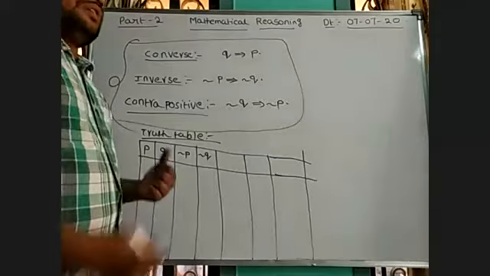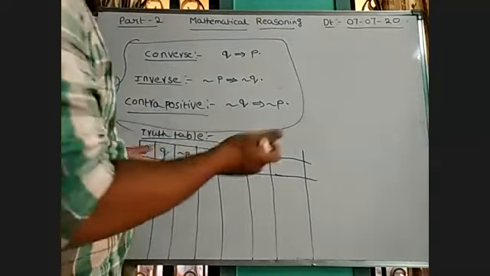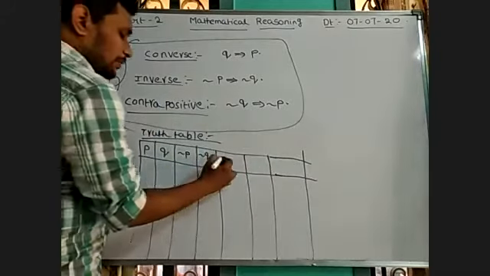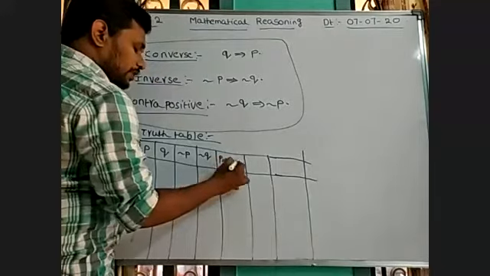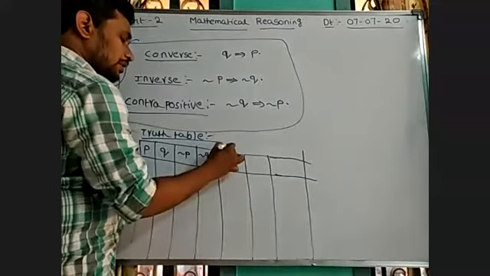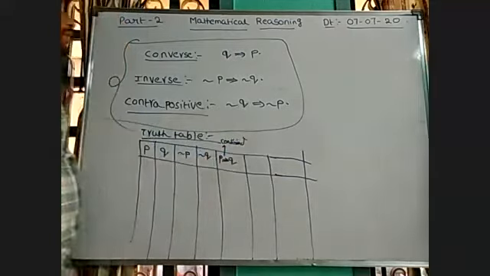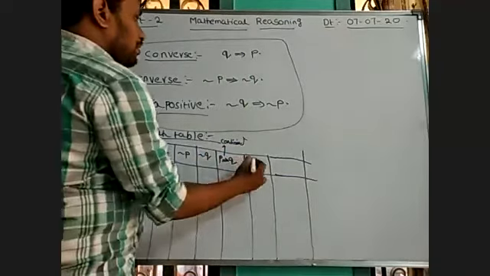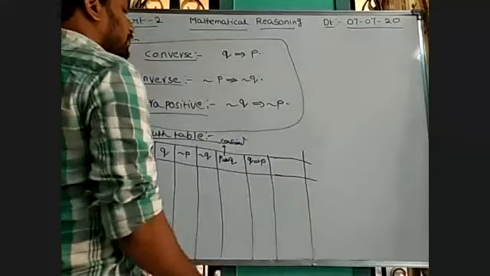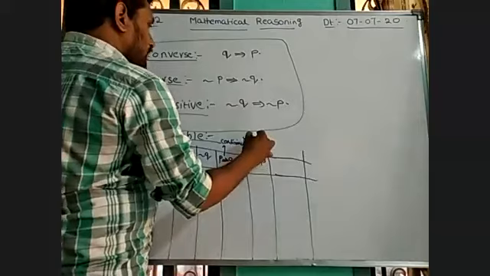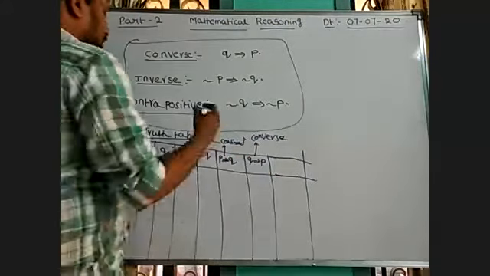Next, the conditional statement. What is conditional? It means the implication statement, P implies Q. That is the conditional. Next, converse means Q implies P. This is the converse.